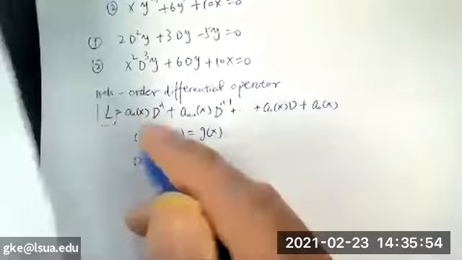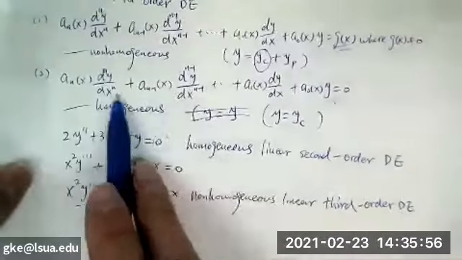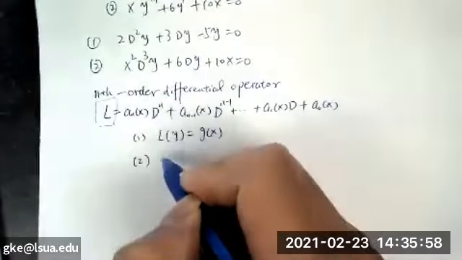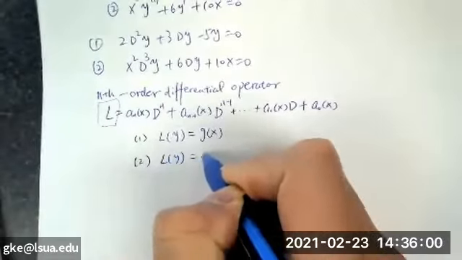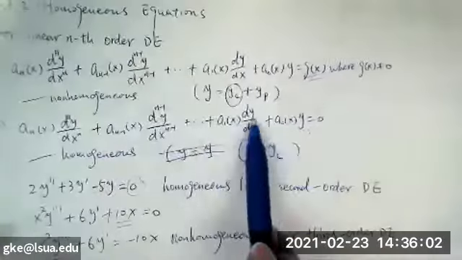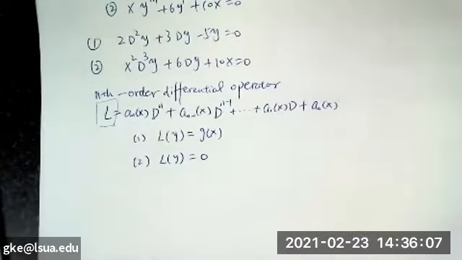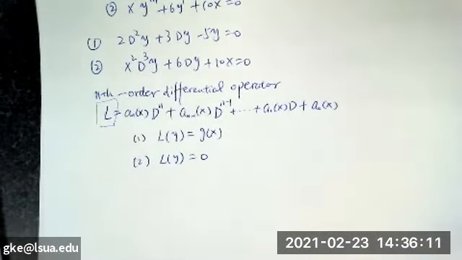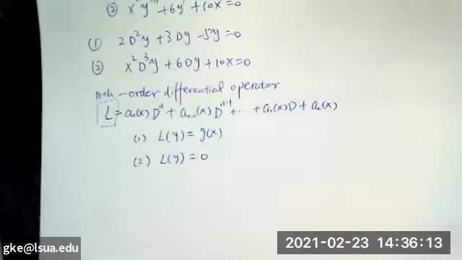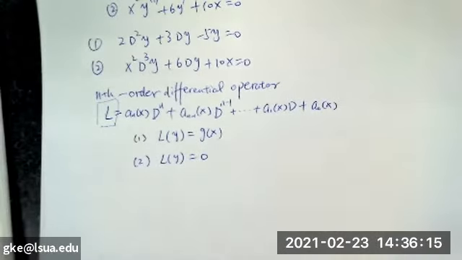And then for the second, the homogeneous equation, we write Ly equals 0, because the right hand side is 0. Okay, that's it. And now let's take a look at the properties of the differential operator.